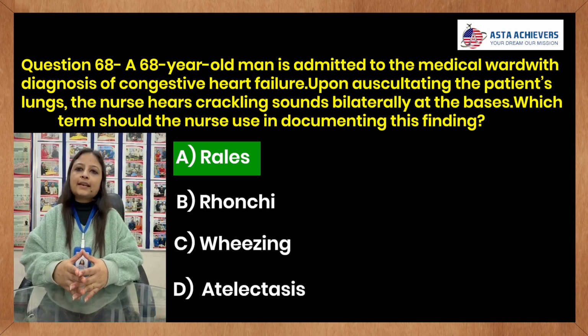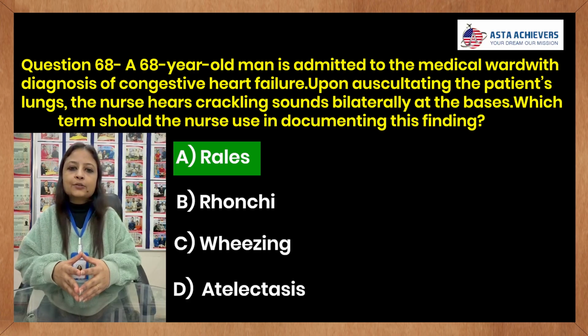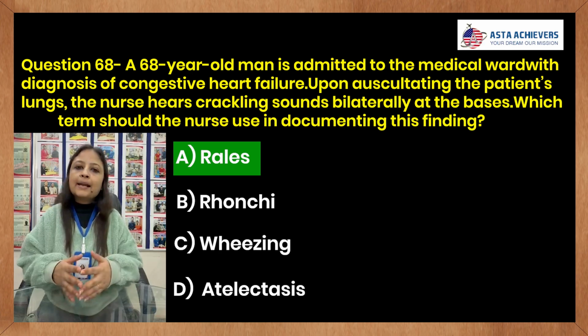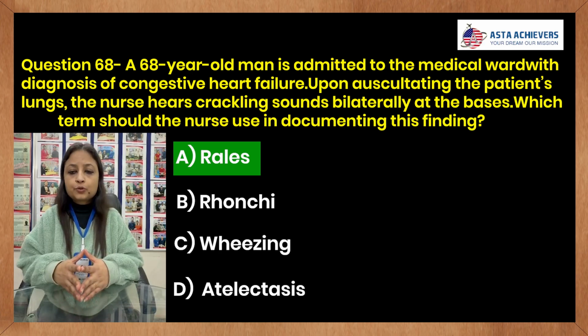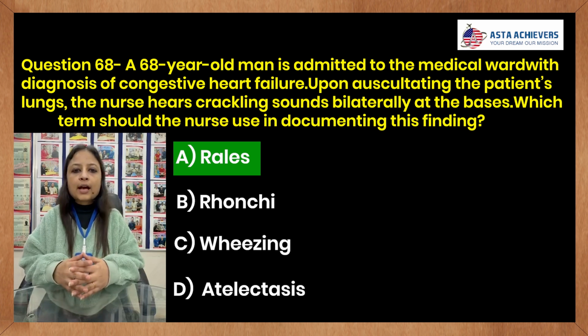Question number 68. A 68-year-old man is admitted to the medical ward with the diagnosis of congestive heart failure. Upon auscultating the patient's lungs, the nurse hears a crackling sound bilaterally at the base. So which term should the nurse use in documenting this finding? Option A, rales, option B, rhonchi, option C, wheezing, and option D, atelectasis.